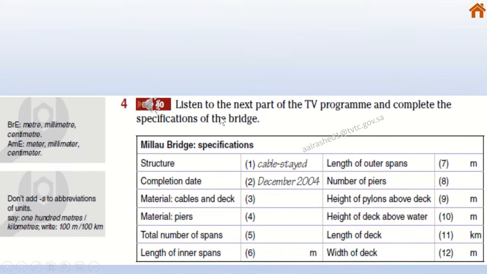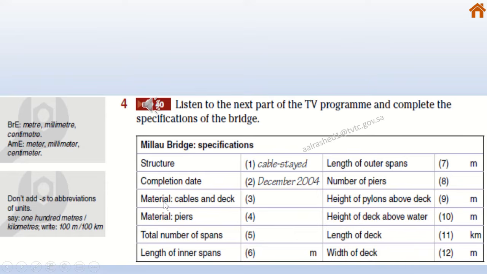We have another listening clip. It is about the specifications. As we said before, a specification is a detailed or technical description of the bridge: the structure, the date, the material, piers, the number of spans, the length of inner span. Without specification, no one can build what you want. So you need to put in the numbers what you hear from the listening.